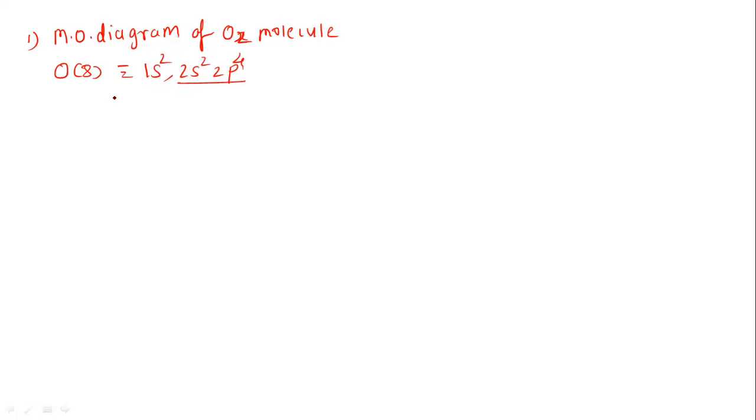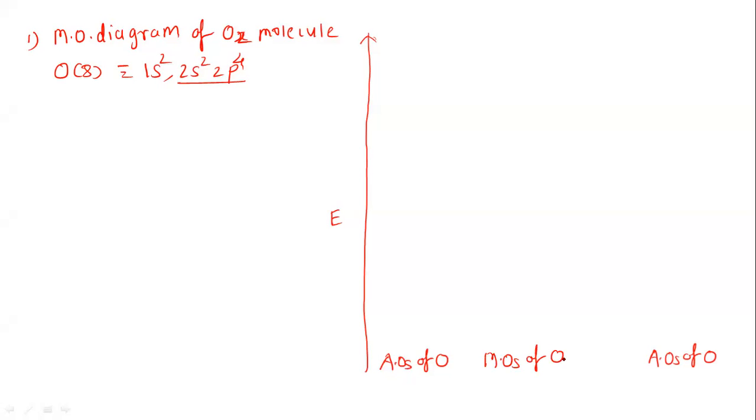Now, to draw the MO diagram, first of all, we have to represent the atomic orbitals and molecular orbitals according to increasing energy level. So draw such an arrow line, where atomic orbitals and molecular orbitals are arranged according to increasing energy level. First, on the left side, represent the atomic orbitals of the oxygen atom. Similarly, on the right side, the atomic orbitals of the other oxygen atom. And the middle part is the molecular orbitals of the O2 molecule.